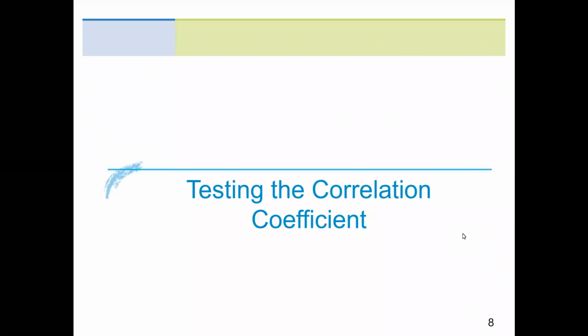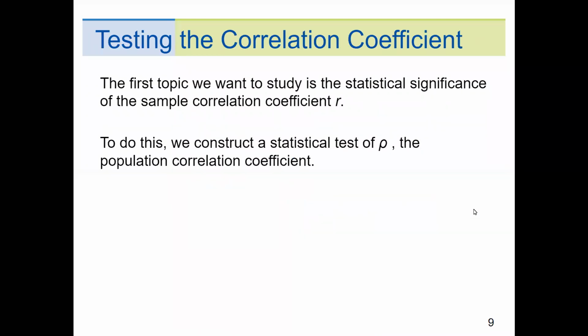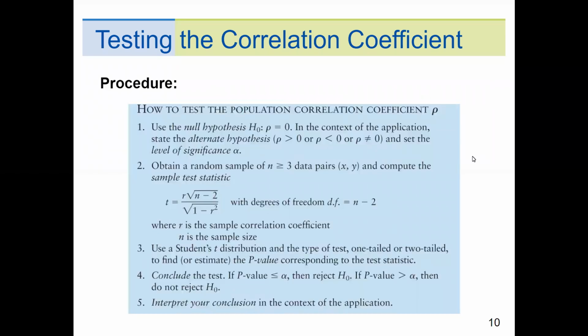All right, testing the correlation coefficient. The first topic we want to study is the statistical significance of the sample correlation coefficient R. To do this, we construct a statistical test of rho, the population correlation coefficient. Go ahead and pause the video so you can write down your procedure.